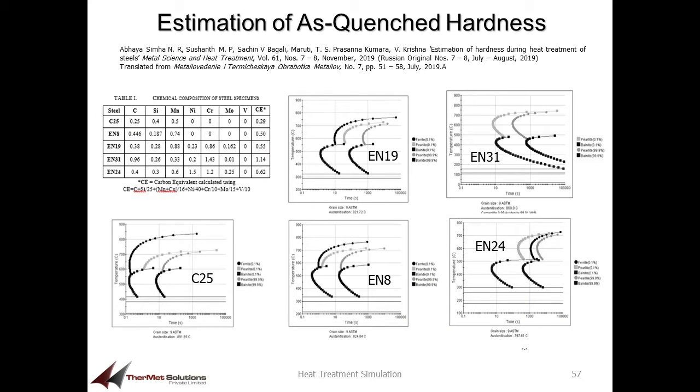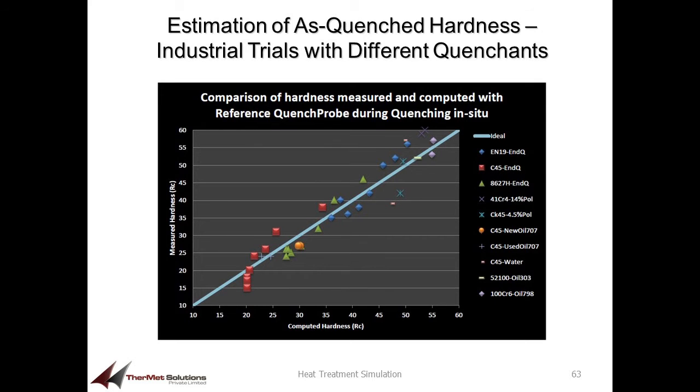We will now come to the third phase, estimation of quenched hardness. C25, EN8, EN19, EN31, and EN24 were taken as specific grades. We used the Jominy test. The measured hardness and the computed hardness were very well matching for the entire range.